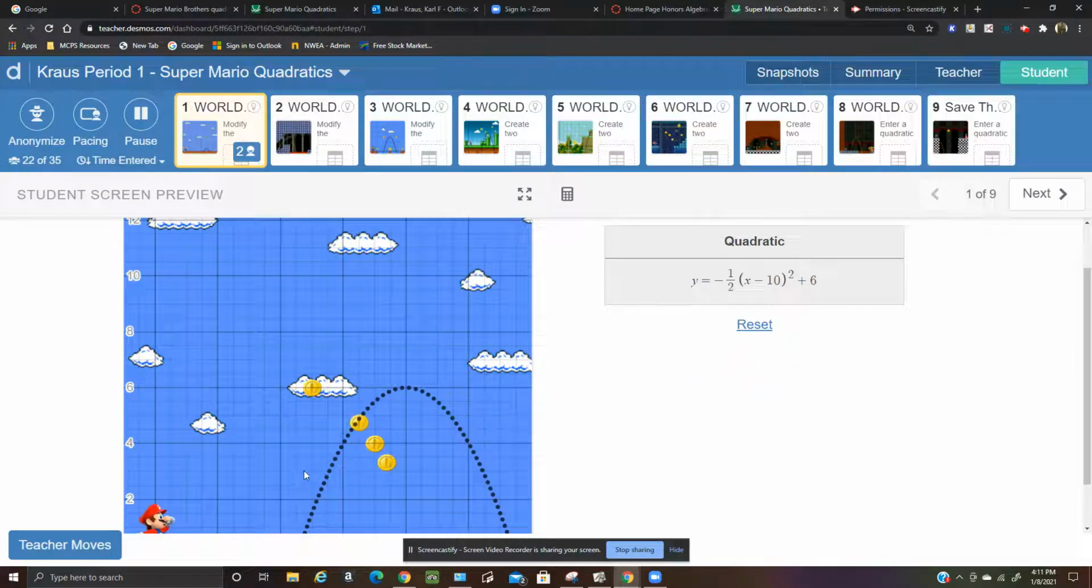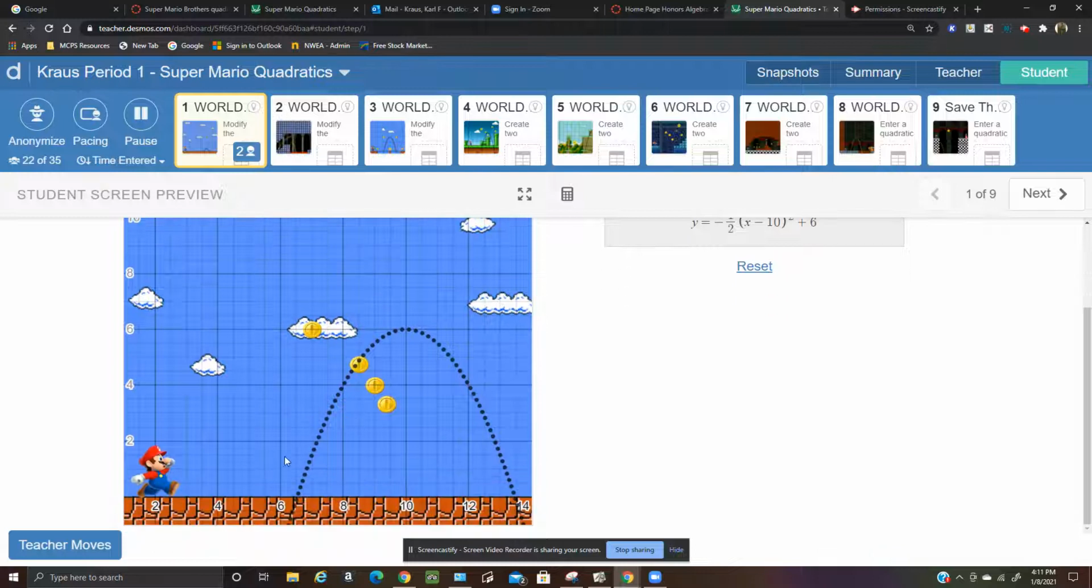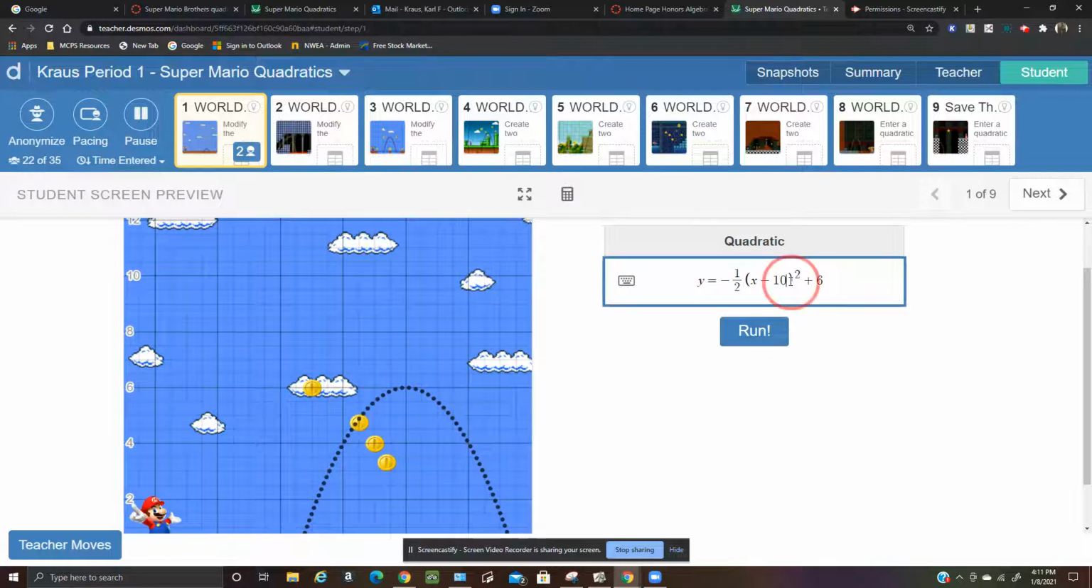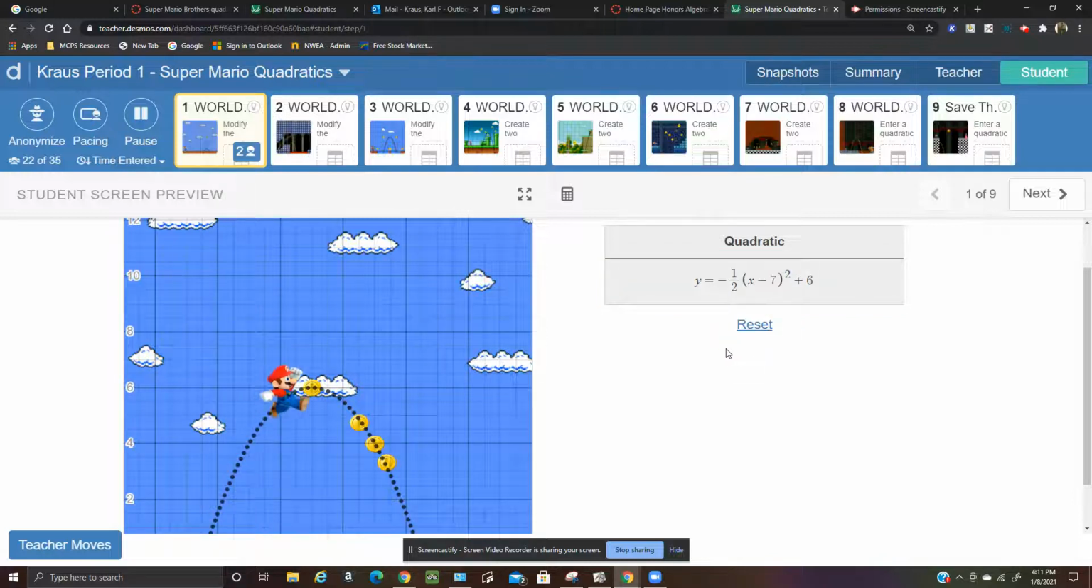And when I hit the more coin button, this just moves the vertex over to 7, 6. So I want to change this to a 7. Oops, hit the reset button, then change this to a 7. And sure enough, that goes through all the coins. If I hit run, then Mario collects the coins again. And that's all the activities on slide 1.